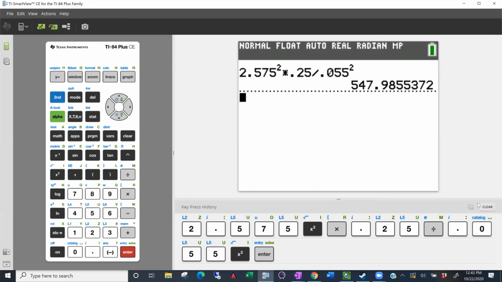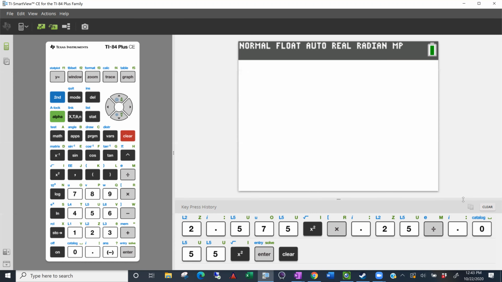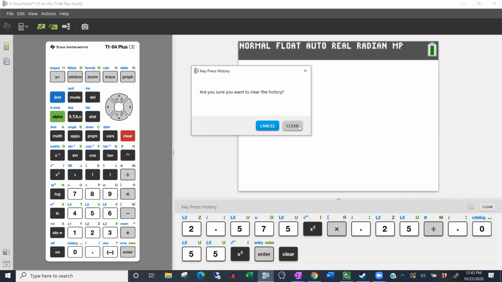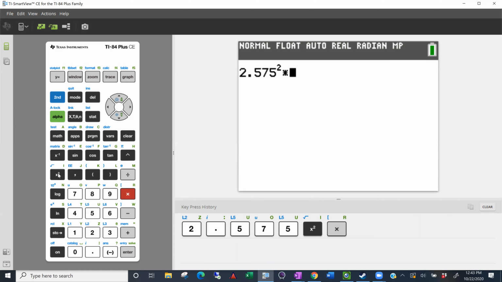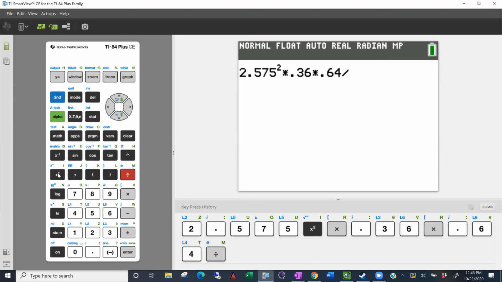So let me clear this out. Enter 2.575, then hit the square key, times 0.36 times 0.64, divided by 0.055, and again hit the square key for that. What'd you guys get? I got 505.023. Great, 505.023.